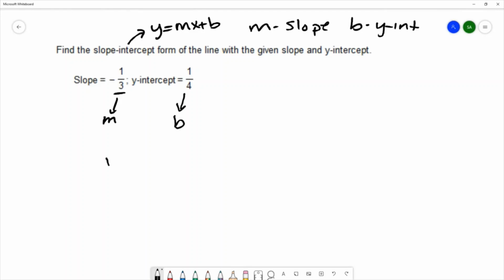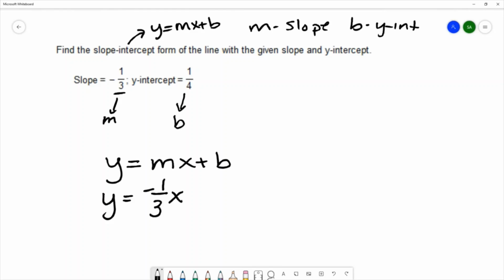So we start with our format of y equals mx plus b, that slope-intercept form, and we substitute in the value of slope, negative 1/3 x, and the value of b, which is 1/4. So this is the equation of the line with slope of negative 1/3 and a y-intercept of 1/4. That's y equals negative 1/3 x plus 1/4.